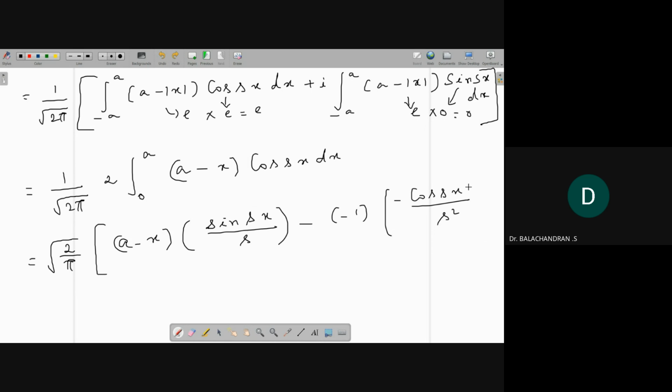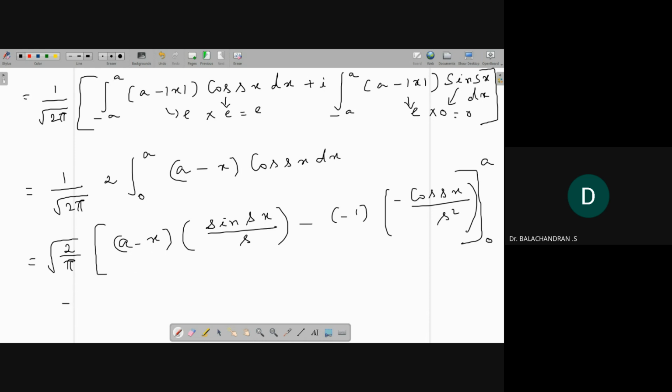Limit is from close this bracket, close this bracket and close this bracket. Limit is from 0 to a. Okay. So now, actually, this term, the first term is 0 for both upper limit as well as lower limit. The reason is if you substitute x is equal to a, upper limit, because of this term, you will get 0. And because of this term, the lower limit is what? Sin 0 is 0. So that's why this is 0 for both upper limit as well as lower limit. That's why I don't take this one.